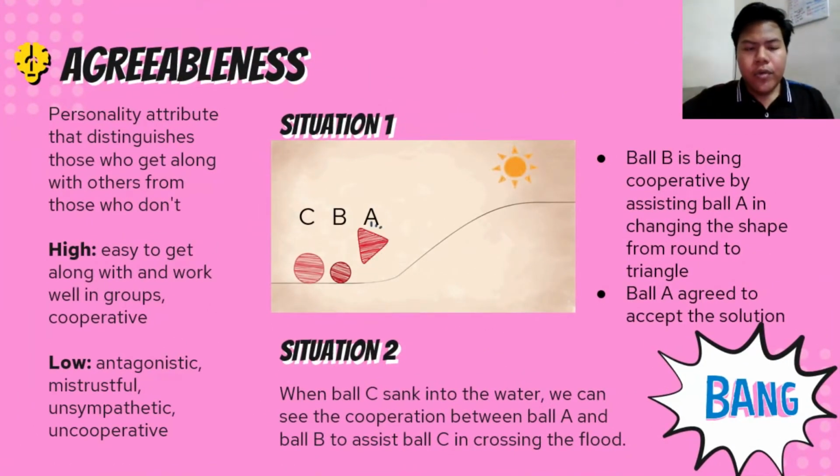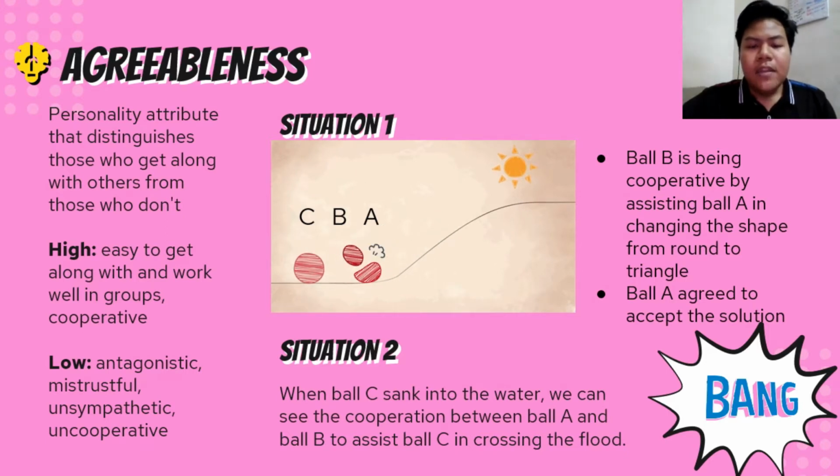Okay, next is agreeableness. Agreeableness is a personality attribute that distinguishes those who get along with others from those who don't. Individuals with low agreeableness are antagonistic, mistrustful, unsympathetic, and uncooperative, which may be advantageous in employment requiring certain antagonistic behavior, such as debt collector or instructors. Individuals with high agreeableness are easy to get along with and work well in groups.